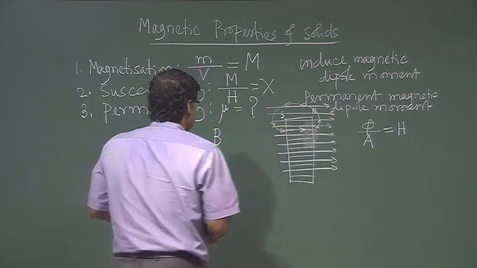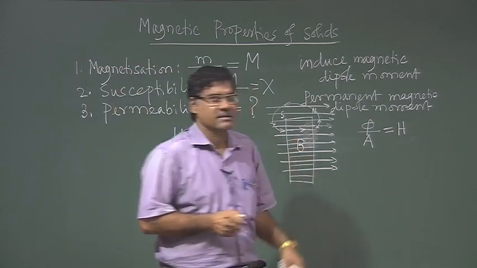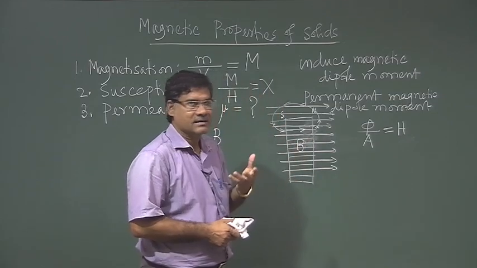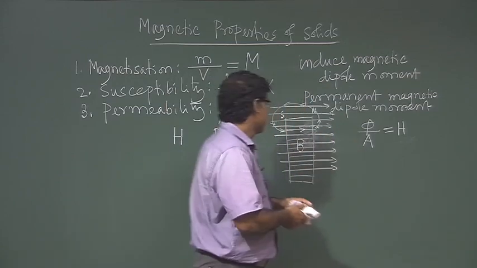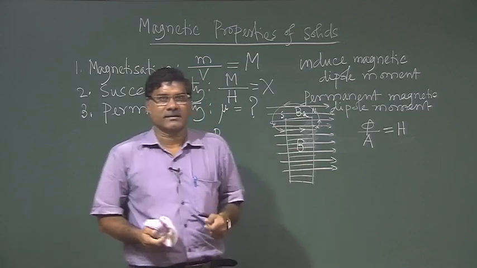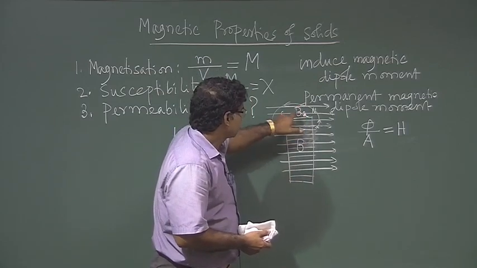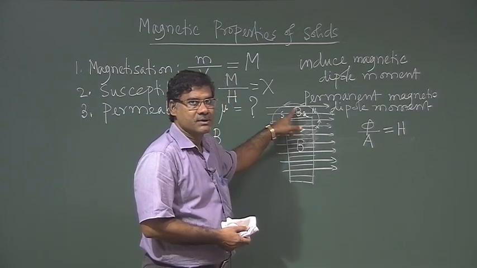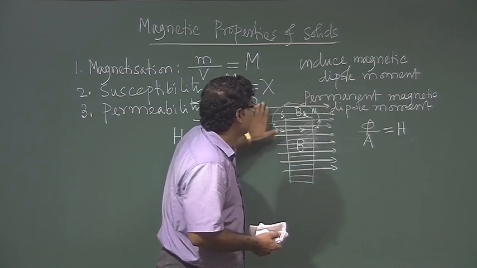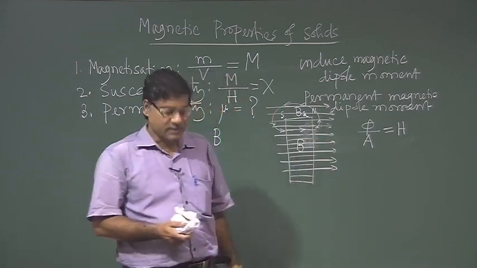Now, whatever total field you get inside is expressed by B, the magnetic induction, or magnetic flux density inside the material. The magnetic flux density outside the material, in air, will be expressed by B A. It is no more just H, it will change, because this magnet will affect the magnetic field outside of this material. Of course, inside of the material it will change.